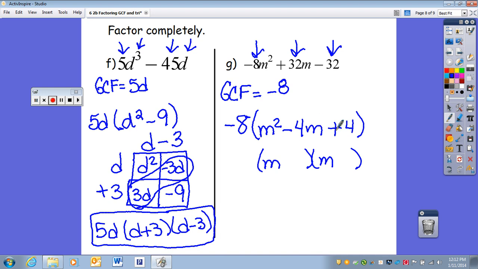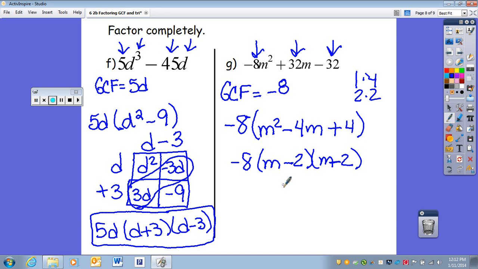Well, that will mean I can't multiply a positive times a positive, because when I add two positives together, that would give me a positive answer. I want to have two negative numbers that I multiply together to give me a positive 4. What are my factors of 4? Well, I have 1 and 4. When I add those together, will that give me negative 4? No. But I can multiply 2 times 2, and when I add them together, I can get 4. So this will be negative 2 and negative 2. And we have our greatest common factor.